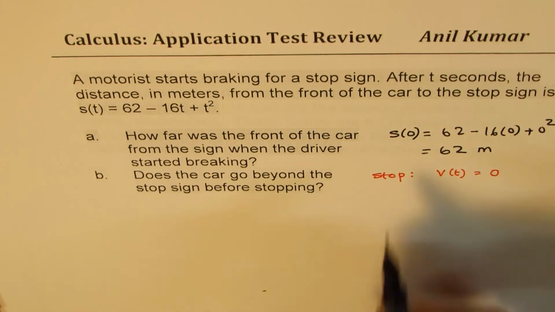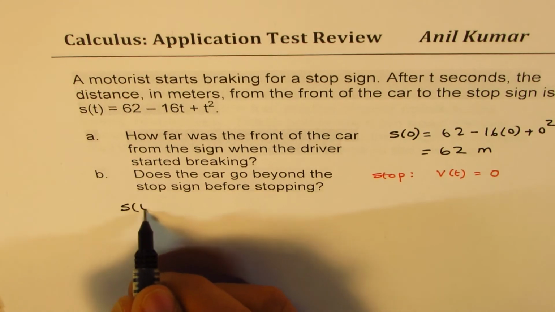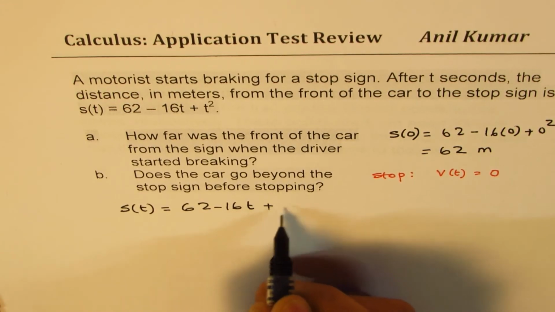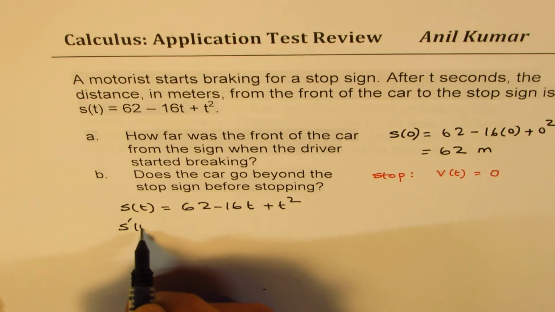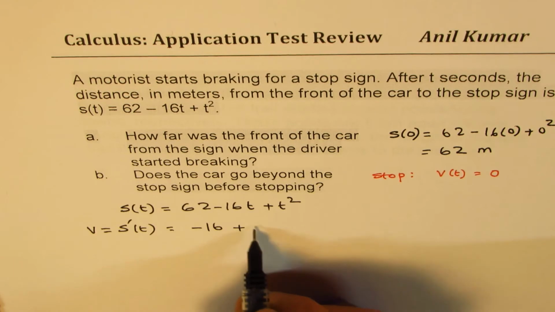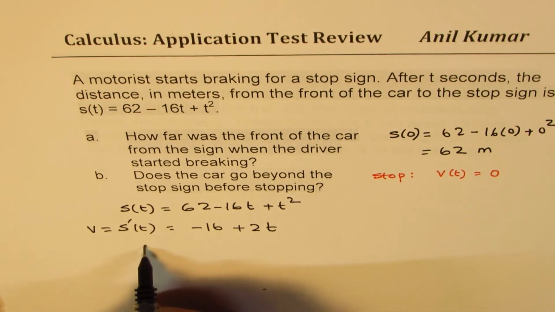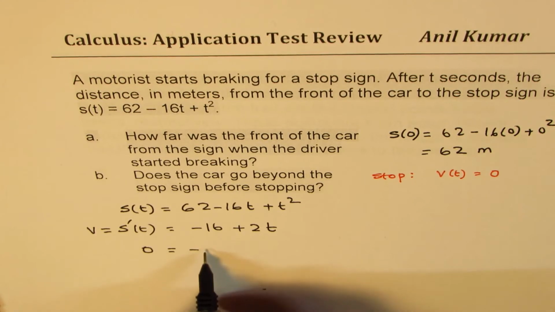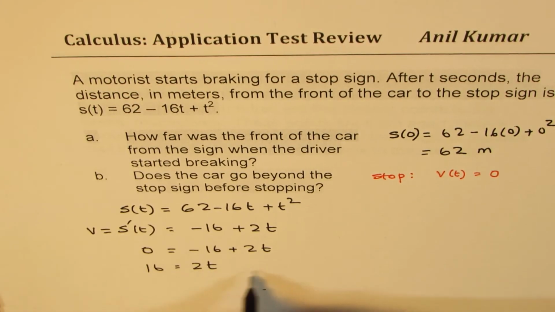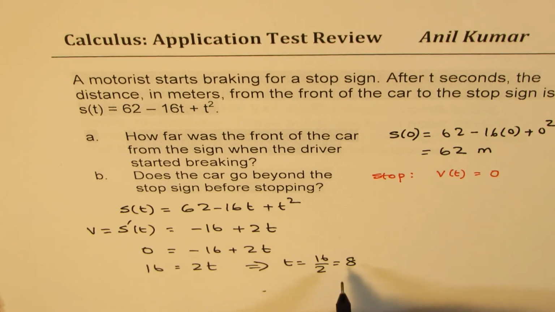To find velocity, we need to find the derivative. So we are given the position equation as 62 minus 16t plus t square. The derivative of this is actually the velocity. So the derivative is minus 16 plus 2t. To stop, that has to be 0, right? So 0 equals minus 16 plus 2t. So that gives us 16 equals 2t, and from here we can say t equals 16 divided by 2, which is 8. So it stops in 8 seconds.